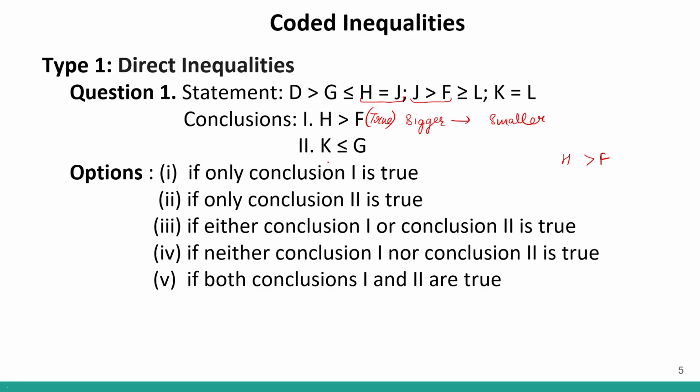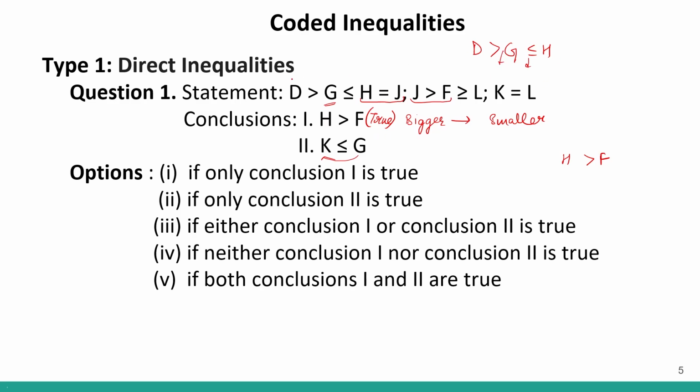Okay, now coming to K is smaller than or equal to G. So we will move from bigger to smaller. We will move from G. Now over here I see G, correct? But on both sides, G is smaller than H and G is smaller than D. This is given to us. We have to move from bigger to smaller. Do we have a bigger element in front of G? No. This is small, this is small.